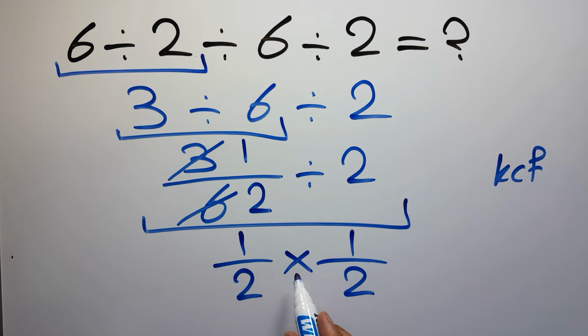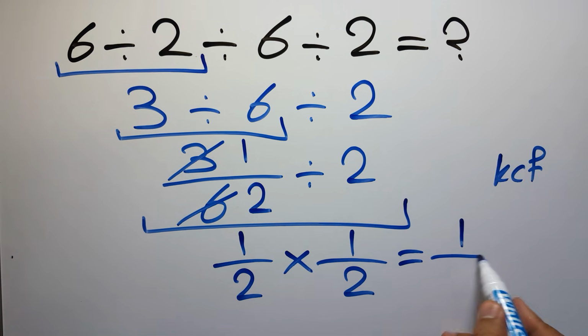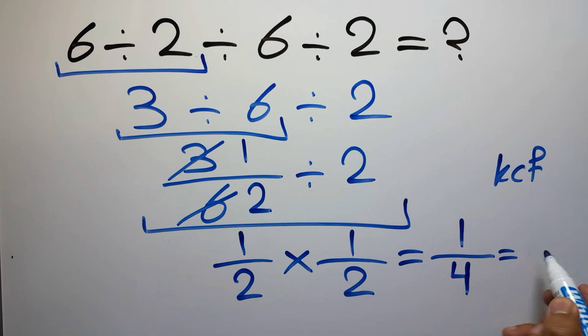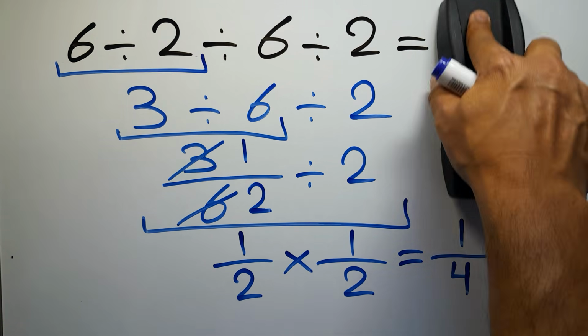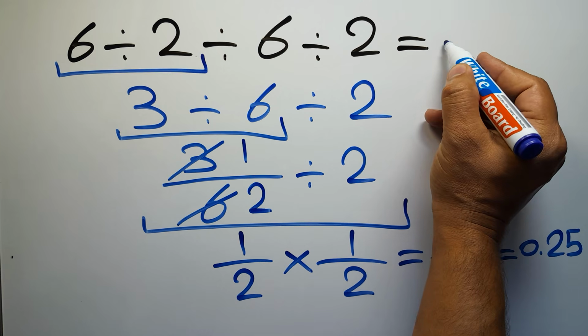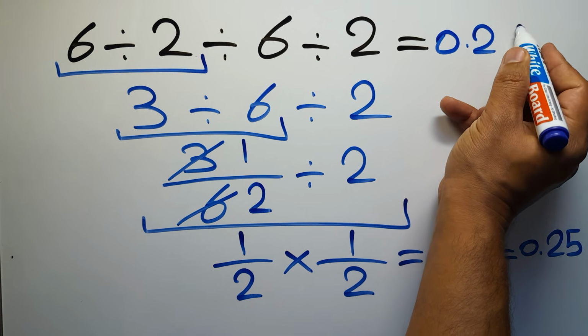So 1 over 2 times 1 over 2, which equals 1 times 1 gives us 1, so 1 over 2 times 2 equals 4. So 1 over 4 or 0.25. And this is our final answer to this problem. The correct answer is 0.25.